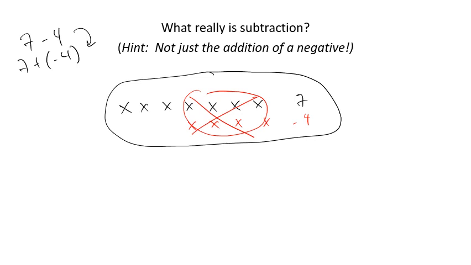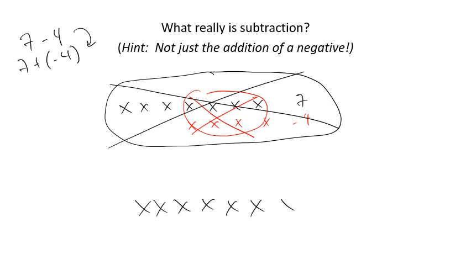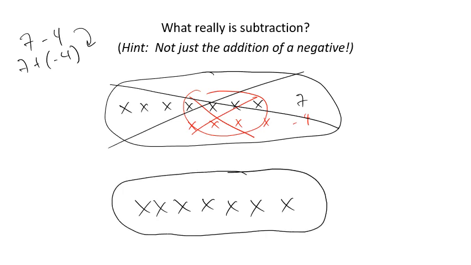But if we're talking about 7 minus 4, we're going to start with our set of 7. And subtraction means the removal of a set. So we're going to remove that set of 4, and then we're going to see how much is left. There's my difference right there of 3.